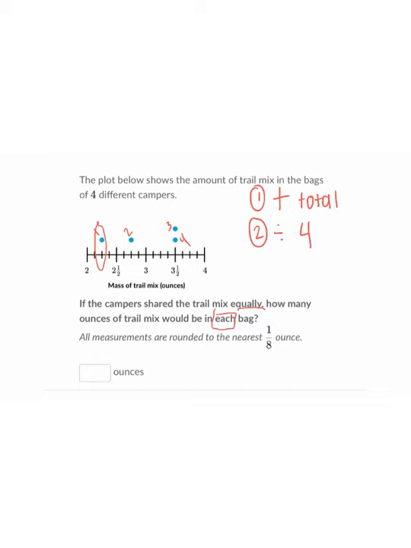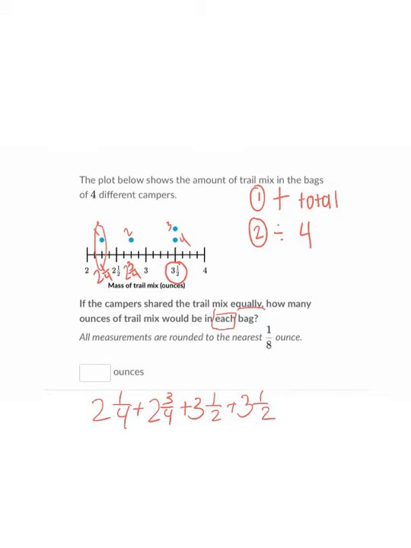This also involves you being able to read a number line and knowing where fractions fall on a number line. So this first bag of trail mix is located at 2 1/4 ounces of trail mix. The second bag of trail mix is located at 2 3/4 ounces of trail mix. And the third and the fourth bags are located at 3 1/2 ounces of trail mix. So I'm going to write out my problem down below to add up all of the amounts. I've got 2 1/4 plus 2 3/4 plus 3 1/2 plus 3 1/2.